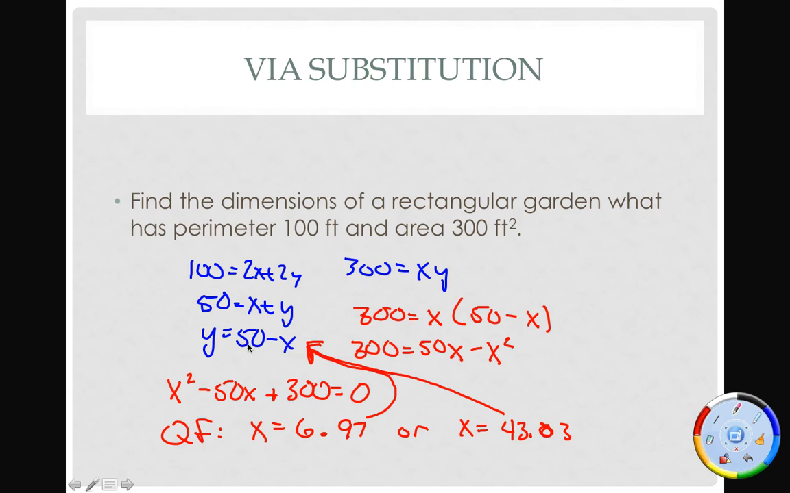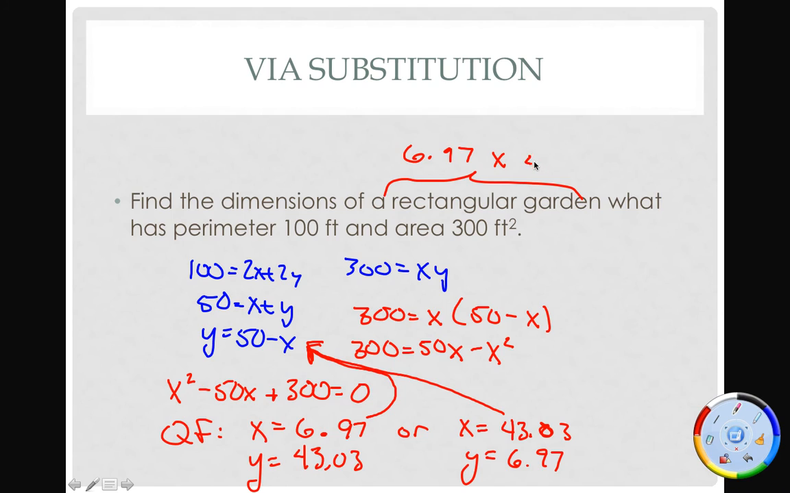And what you'll notice is that 50 minus 6.97 is 43.03, and 50 minus 43.03 is 6.97, which means in this case, y is 43.03, and in this case, y is 6.97, which means your rectangular garden is 6.97 by 43.03, and if we use our feet marks, feet by feet. And if you multiply those two things together, you should probably get 300 as well.